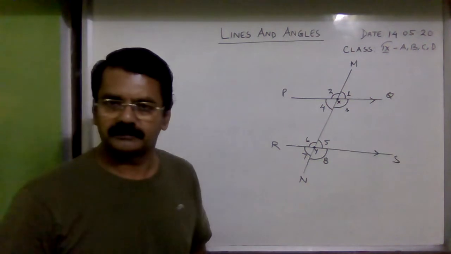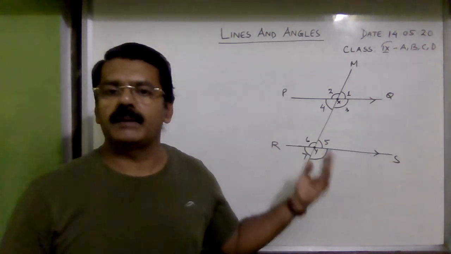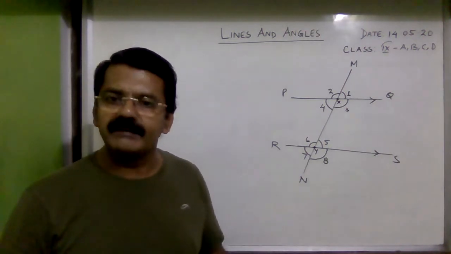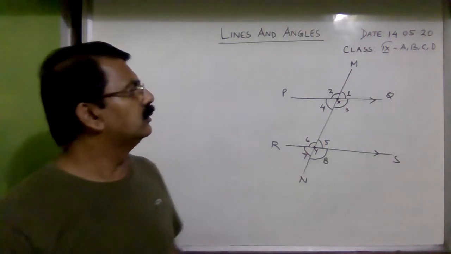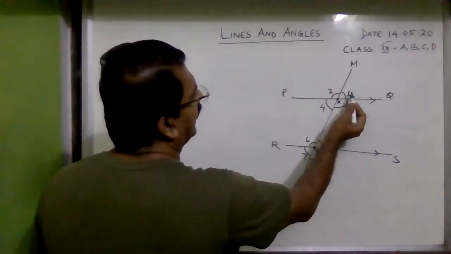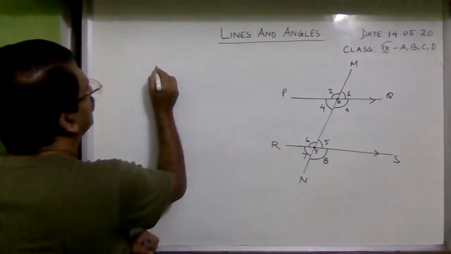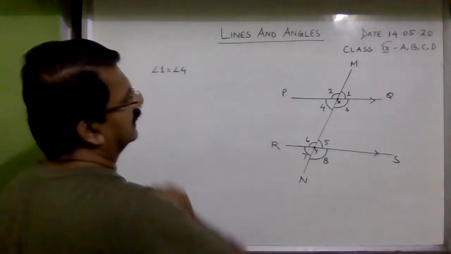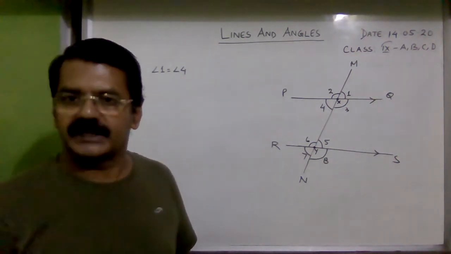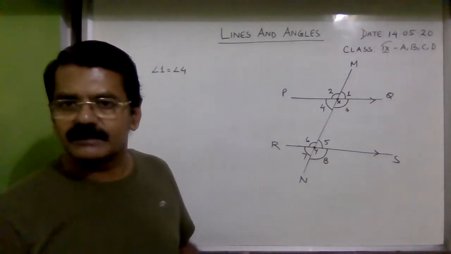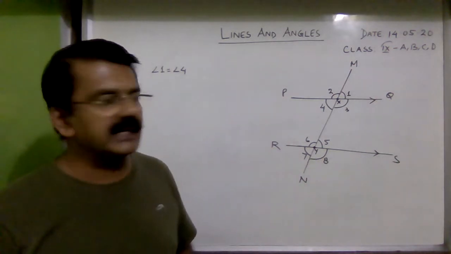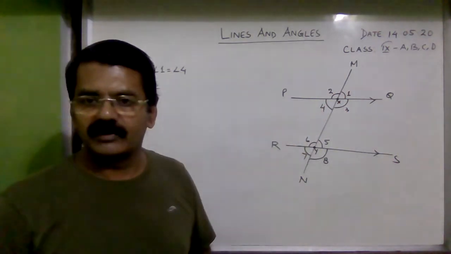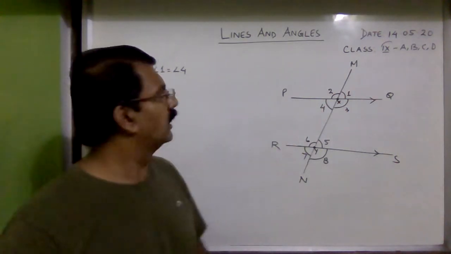Now first of all, on the basis of the previous lecture or on the basis of your previous knowledge about the angles, you can easily say that angle 1 is equal to angle 4. Now why angle 1 is equal to angle 4? Because they are vertically opposite. In the previous class I explained what are vertically opposite angles, and I told you that vertically opposite angles are always equal. So 1 and 4, they are vertically opposite, so they are equal.